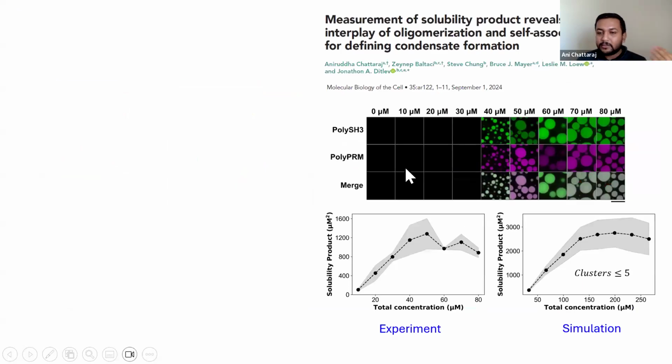Recently, we also compared our simulation with an experimental result. I'm not going to go into the details, but it's already published, so you can look at that. Just to give a quick summary, this is the experimental quantification of the solubility product of a two-component system, and this is our simulated result, and you can see that qualitatively they match. But obviously there is some dissimilarity, and we went into detail to explain why that might be in this particular paper.